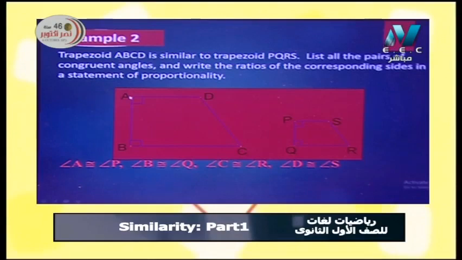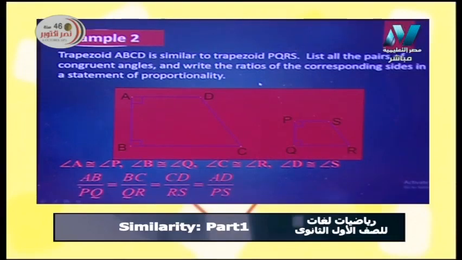The first, we have the angle A is congruent to the angle P. The angle B is congruent to the angle Q. The angle C is congruent to the angle R. The angle D is congruent to the angle S. And it's easy to see that AB over PQ equals BC over QR equals CD over RS, and the last one, AD over PS.